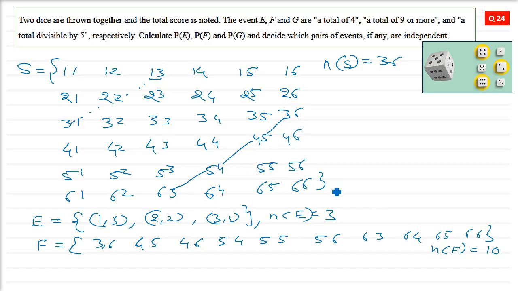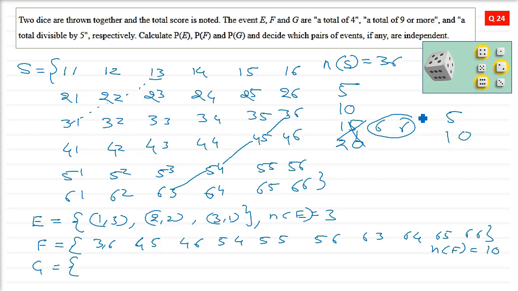Next is a total divisible by 5. So G is number divisible by 5. What are the numbers divisible by 5? 5, 10, 15, 20, 25, like this. But we have 6 and 6. Highest number in one die is 6 and 6 in another die. 6 plus 6 is 12. So the maximum number can come as 12. So we cannot go up to 15 or 20. We can only get 5 or 10 at maximum, which is divisible by 5, because the maximum is 6 plus 6, 12. So we just cancel these out.